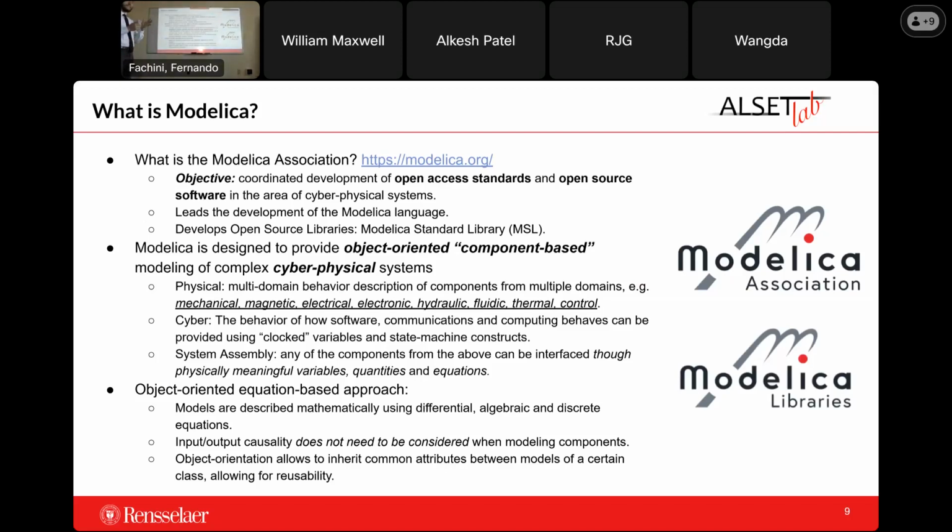And cyber, because with the models that we create, we can also emulate the behavior of how software communication protocols and computing behaves using clocked variables and state machine constructs. And of course, system assembly is you have the opportunity to combine the components that you build and create systems and libraries. And of course, it's object-oriented and equation-based approach. Equation-based because the development of the components are all done through mathematical differential algebraic equations. And object-oriented, similar to Python, where you have inherent common attributes between models of a certain class, allowing for reusability.